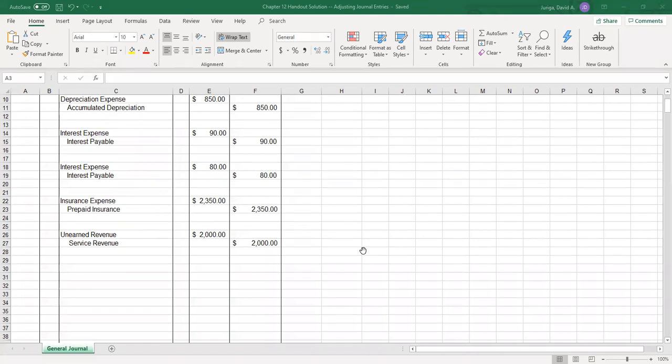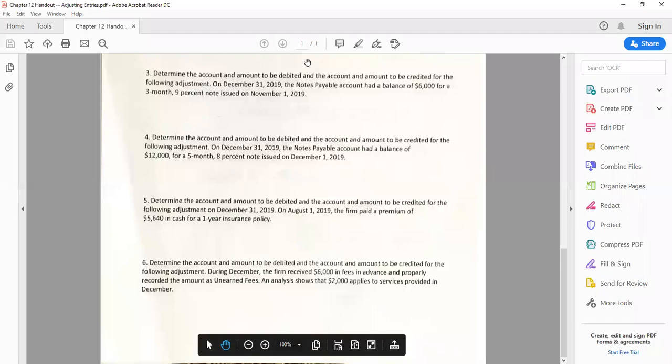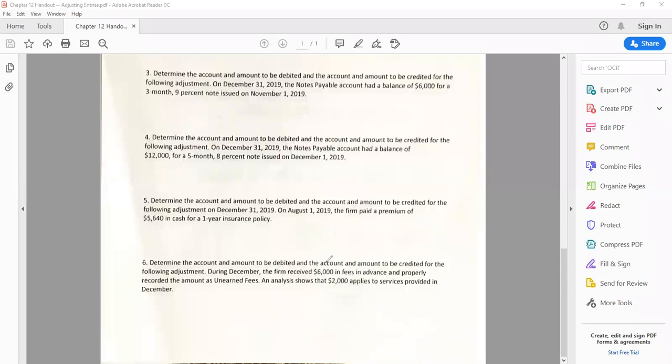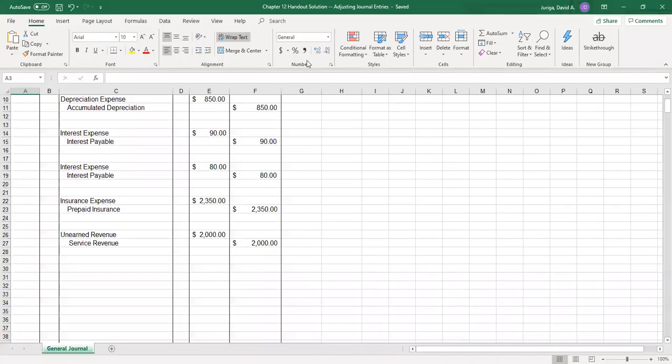So the last one. All right, so the last one is an unearned revenue adjustment. It said that, I'll just jump right here. It says they received $6,000 in fees in advance. They put this in their liability account. And then this 2,000 represents, again, what they have earned. So no calculations really, because they told you the amount. All you have to do is enter the correct entry. So let's go down here and you'll notice you would debit your unearned revenue for the 2,000, and then you're going to credit your service revenue for 2,000, and that would take care of it.